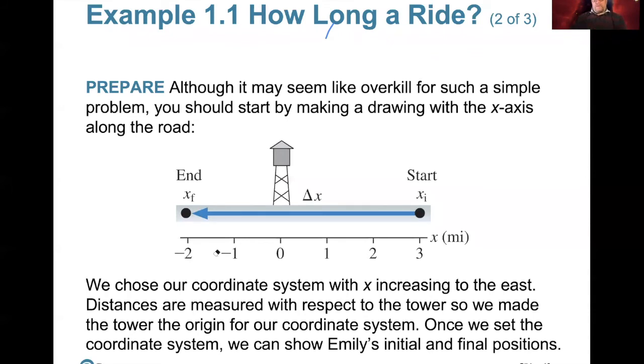So looking at how they do it in the problem, the next step is prepare. That's what I did. I drew a picture, I drew my axis, and I have the whole thing set up. So the water tower is at position 0. That is our origin, and we choose our coordinate system with x increasing to the east. That is usually the convention that you would use. So positive is always going to the right.